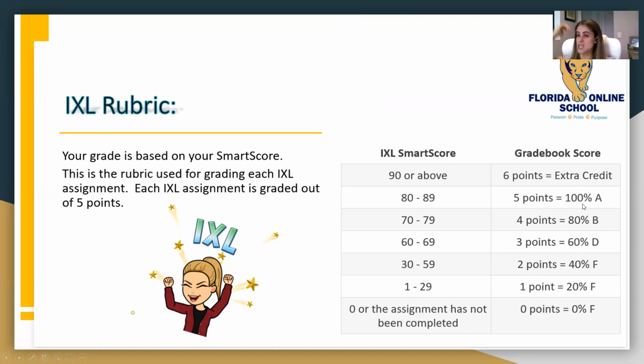Maybe you want to go even beyond that. If your SMART score is a 90 or above, you'll get 6 points. So that means you get one extra credit point. So your score will be 120% because you'll get 5 points for 100 plus 1 bonus.